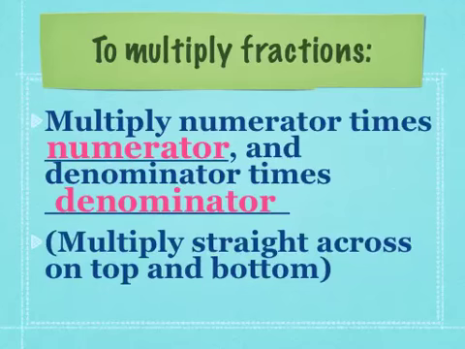Remember when we were adding and subtracting, we had to find the common denominator and then we left the denominator alone. When we're multiplying fractions, that's not going to be the case. We're going to multiply both the numerators together and then both the denominators together. Another way that you can think about this is to multiply straight across on top and on bottom.